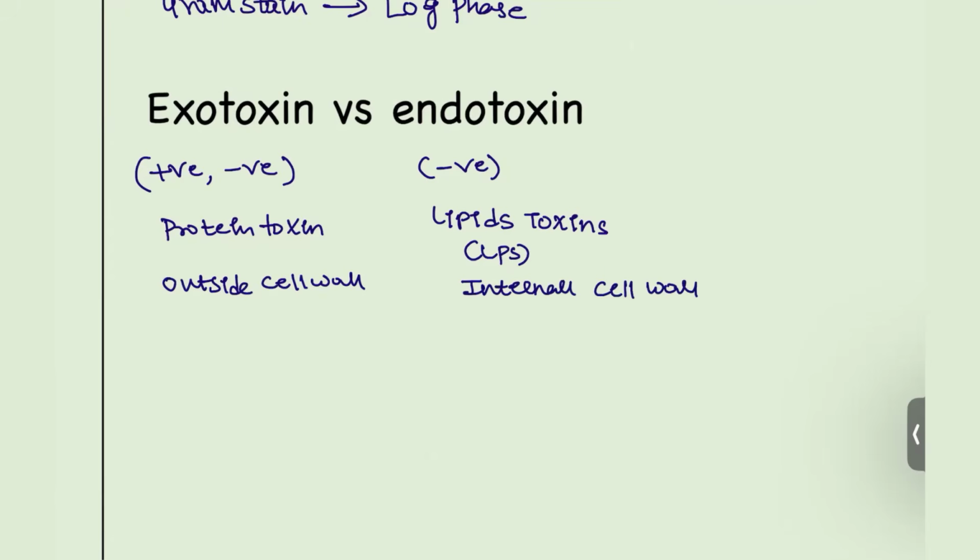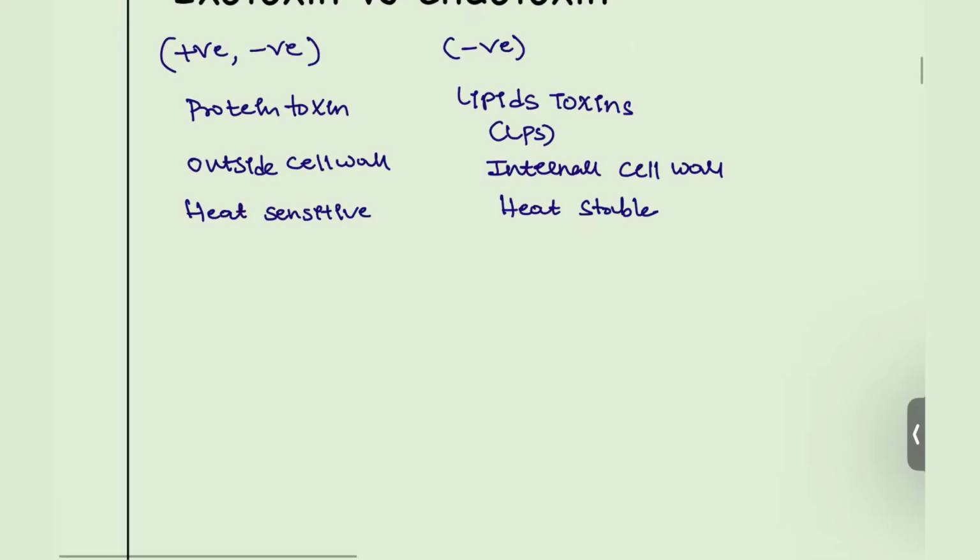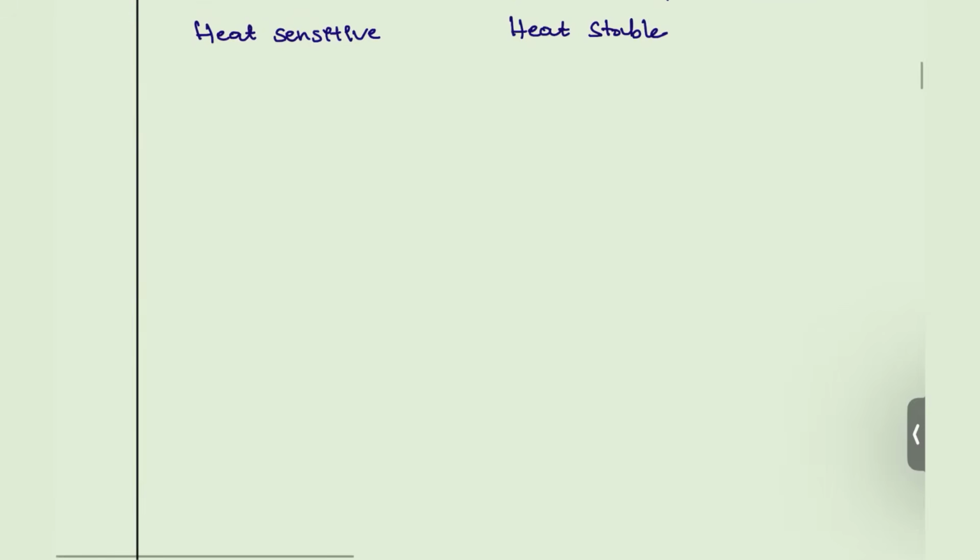All right, next, heat sensitive and heat stable. The exotoxin is heat sensitive and the endotoxin is heat stable. So this is the difference between the exotoxins and the endotoxins. Next, the mechanisms of the different toxins that we have to take note of.